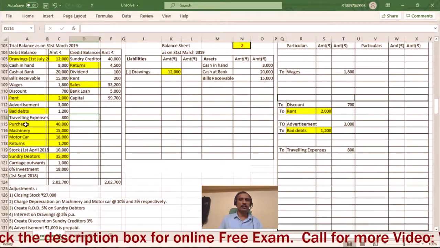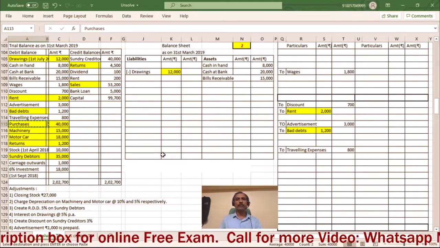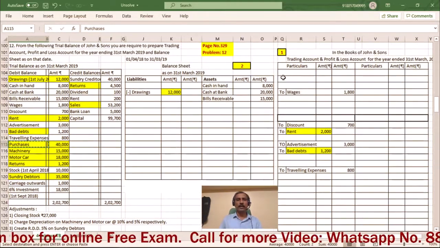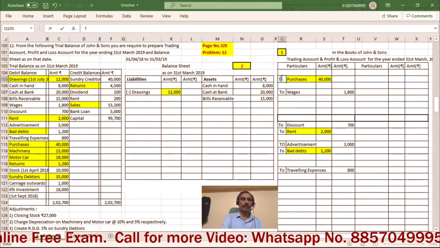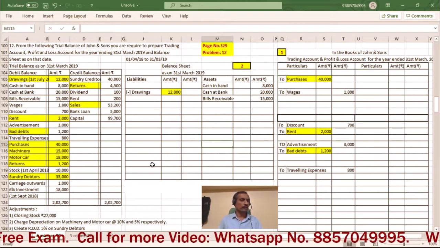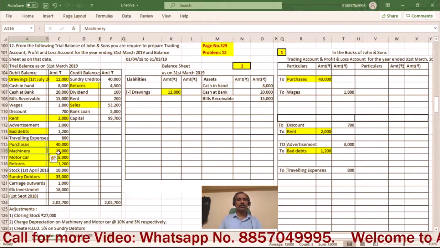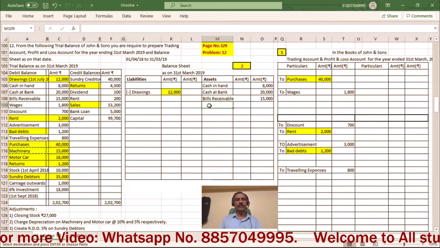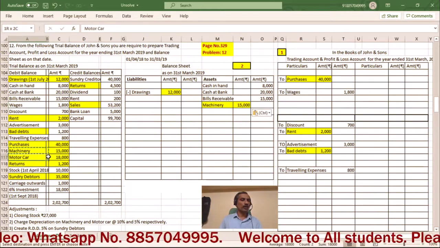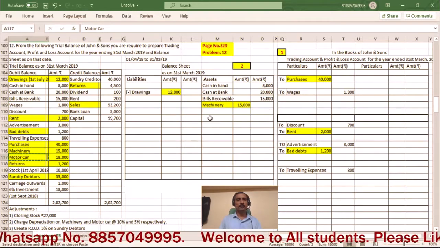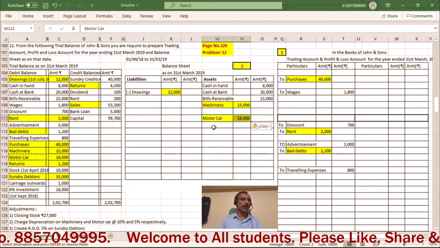Then purchases, this is one of the most important balances of the trading account, so purchases should be written right here, but one line should be kept for opening stock. Then machinery, there is an adjustment, so machinery should be shown on the asset side, but that balance should be written in the inner column. Motor car, there is also an adjustment, so we have to keep one line for adjustment.